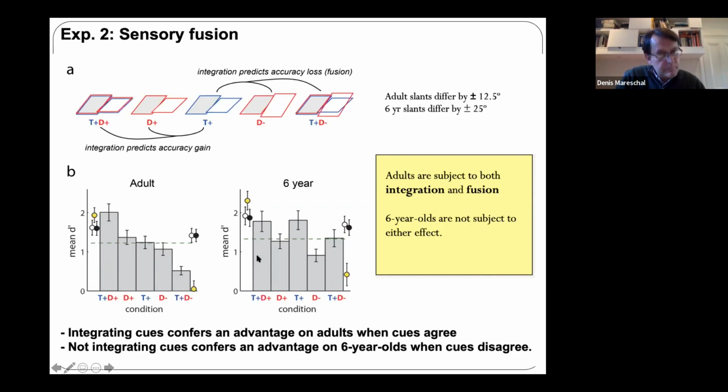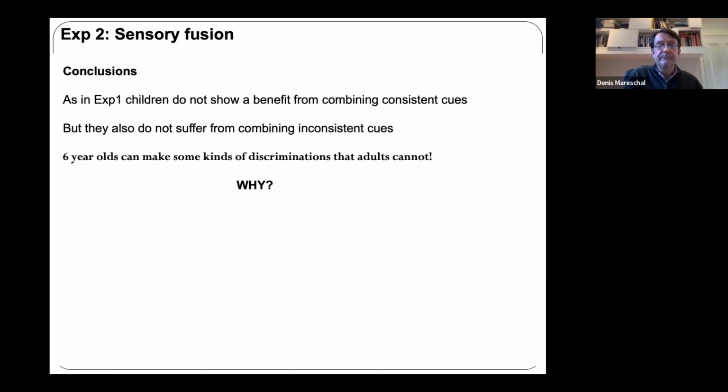In contrast, the 6-year-olds here don't show optimal cue integration, because T plus D plus is no better than T plus. That's what we saw before. But interestingly, they're better than chance at making a same-different judgment correctly when the cues are conflicting. So this is evidence to support that they haven't fused these sensory cues together. Okay, so just to summarize, as in experiment 1, children benefit from combining the cues, but they don't suffer from having fused them together. So in some ways, 6-year-olds make discriminations that adults cannot.